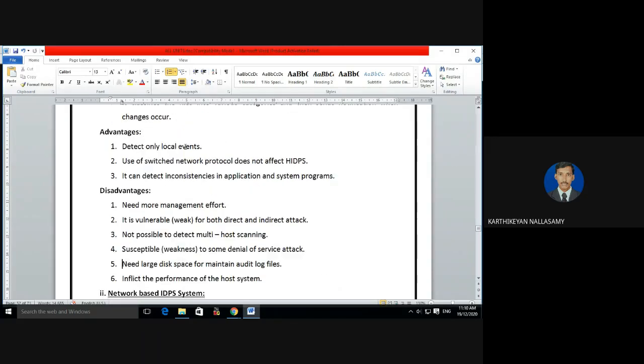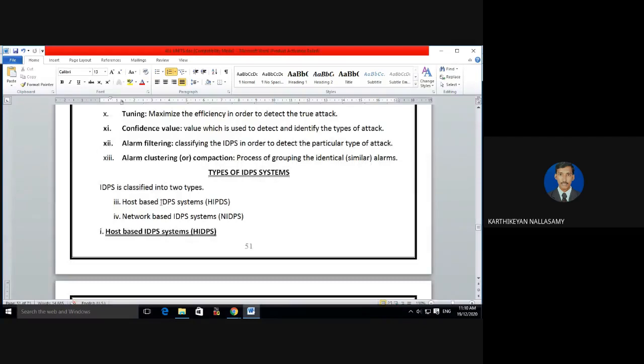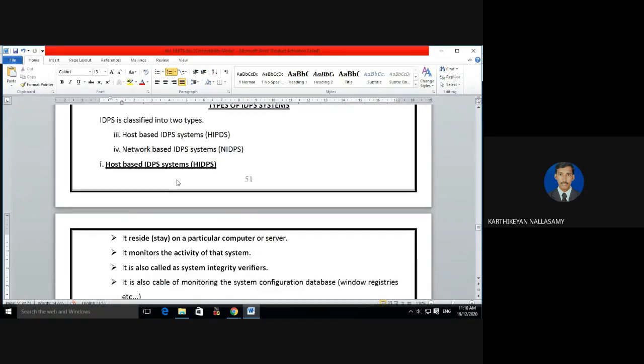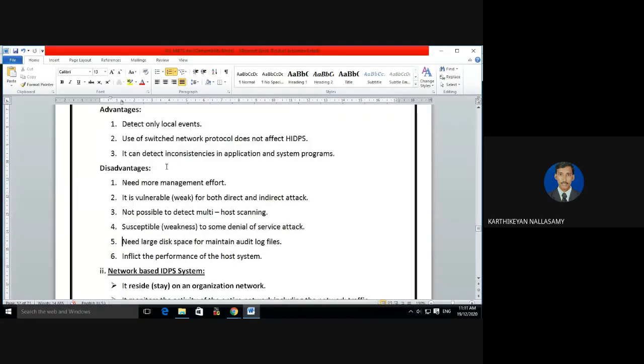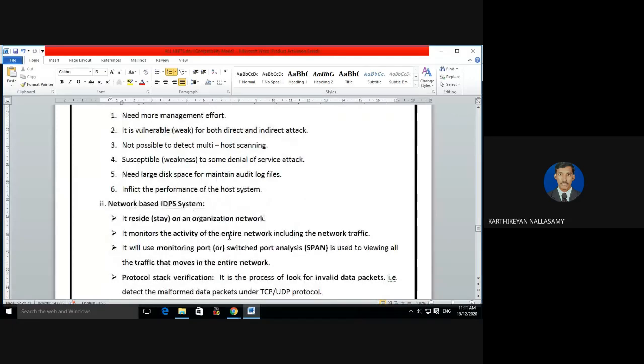So there is the host-based IDPS, which means you are implementing this IDPS system only at the current location. For a simple example, we fix a camera, that is, the IDPS system, only in a particular area. For example, my cabin, our department cabin, our laboratory, or maybe a particular floor in your hostel. These are some examples for host-based IDPS. And the next one is the network-based IDPS.